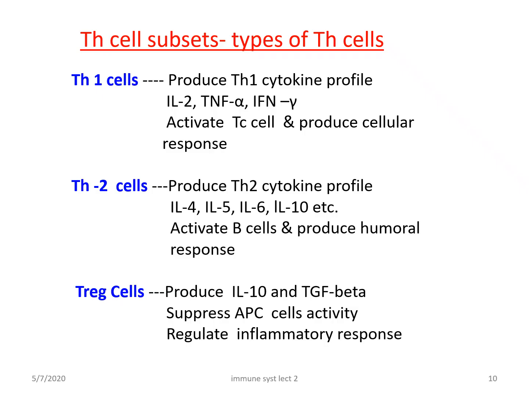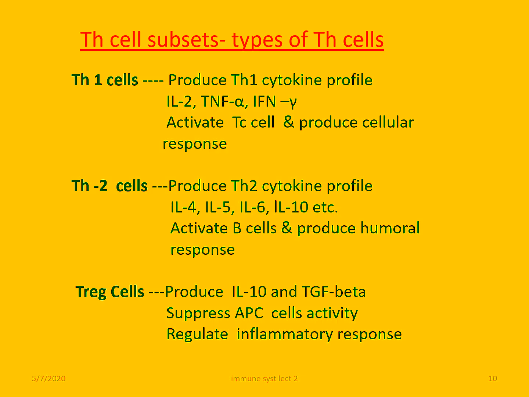We have already talked about T regulatory cells. They are CD4 positive, CD25 positive cells. They suppress immune response, and their cytokine profile is IL-10 and transforming growth factor beta. These cells suppress APC activity, antigen presenting cell activity, and they also regulate the inflammatory response. Inflammatory response is largely a part of cellular immune response, so they regulate in a way the cellular immune response.